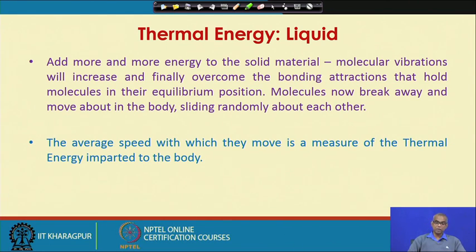Here, the average speed with which the molecules move is a measure of the thermal energy imparted to the body. In case of solid, it was the molecular vibrations which were indicative of the thermal energy associated with the molecule. When you have added more and more energy to the solid and it has become converted to liquid, the molecules move about in the body, sliding randomly about each other, and we say the average speed with which they move is a measure of the thermal energy imparted to the body.